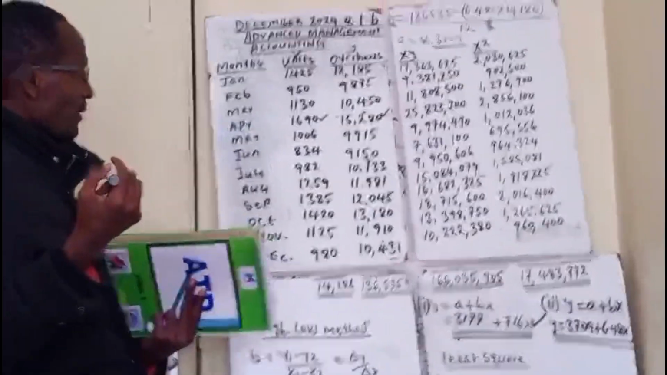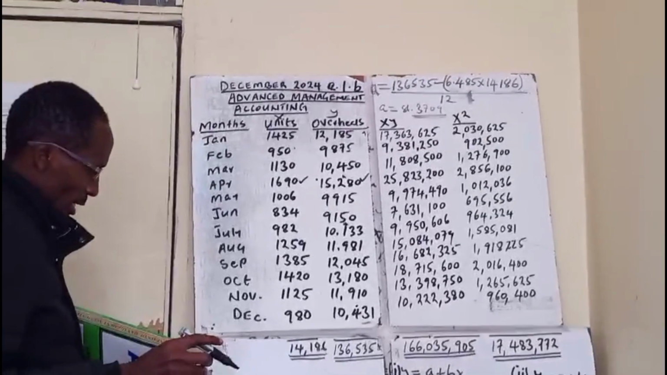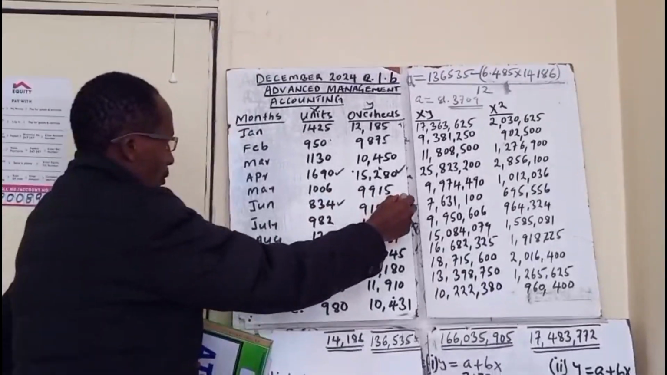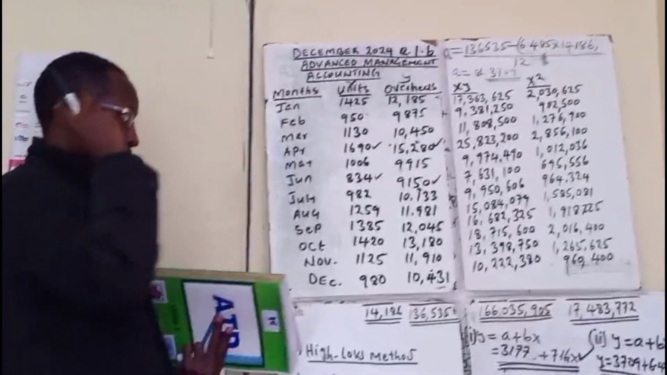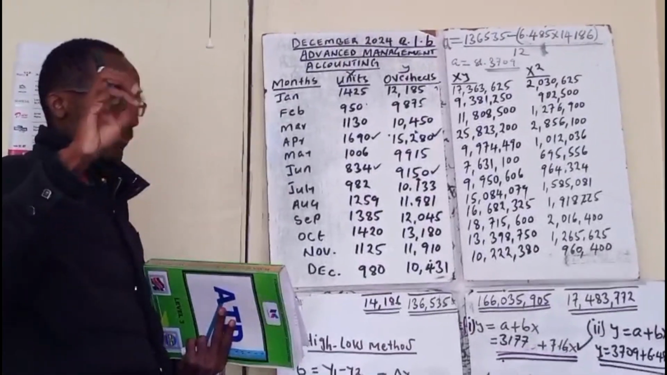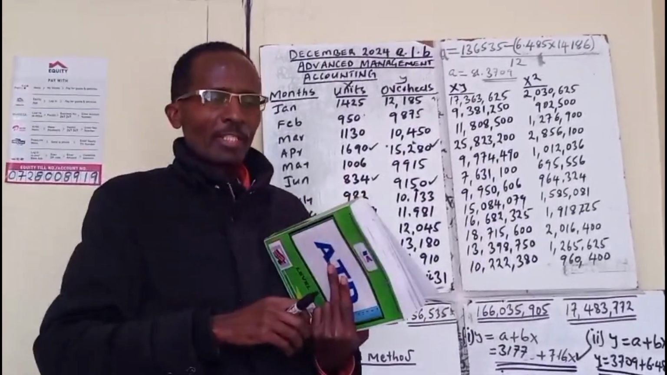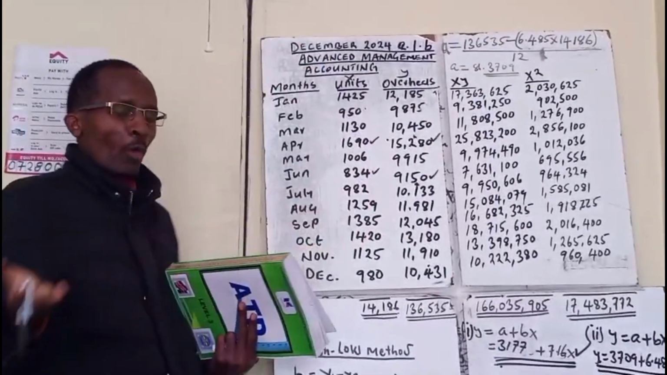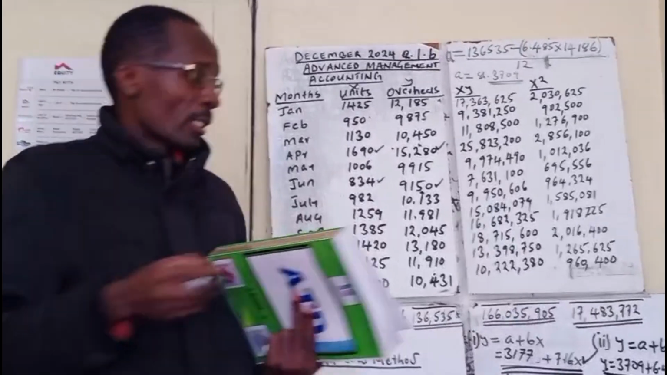Then identify the smallest number here in the x-axis. The smallest, give me that. 834. It corresponds with 9,150. So when using high-low method, you just identify those 2 points. And it is one of the disadvantages of using high-low method, because you ignore other information. You are only concentrating on 2 points, the highest and the lowest.